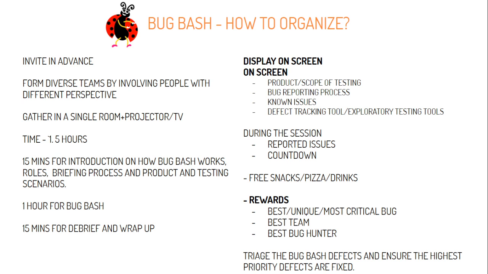When you begin the session, use the screen to display the scope of testing, right? You have a monitor in the room, so you use it basically to show some important information. When you start introducing the bug bash, you show the scope of testing on your screen. You talk about how to report bugs, right? You show some important links where users can log the bugs, right? You can also display known issues, right? So basically use your screen to show information.